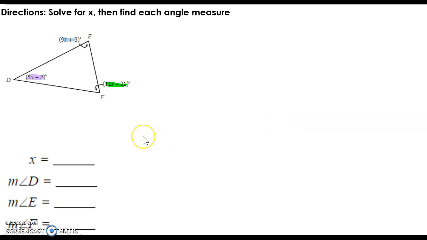Alright, so now we want to solve for x, then we want to find each angle measurement.